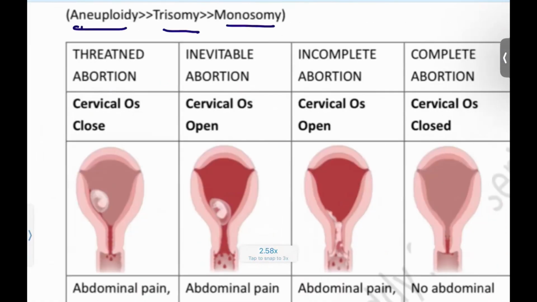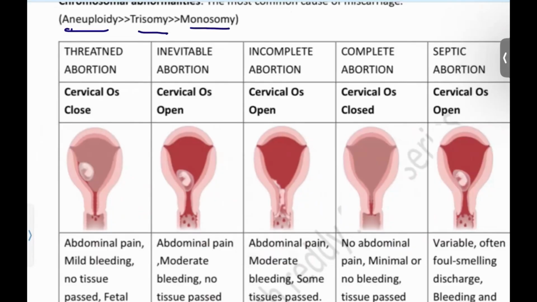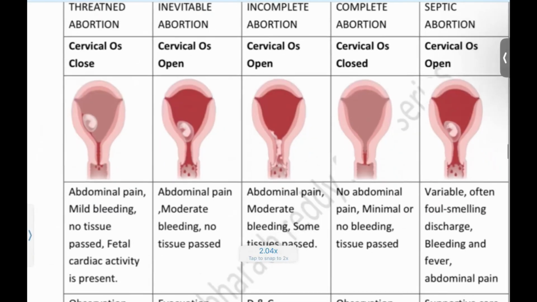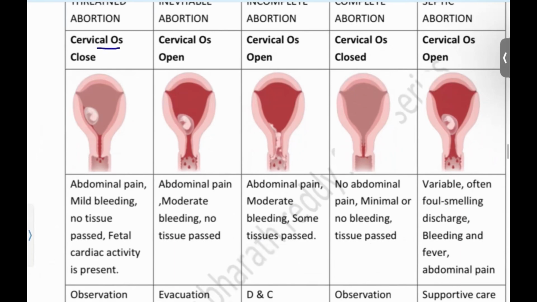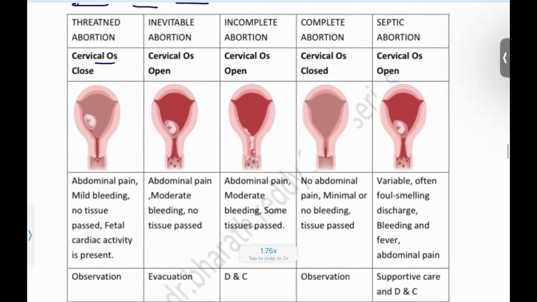Other than this, TORCH infections can be a risk, thyroid endocrinopathies can be, and diabetes mellitus, all of these will carry the risk. Next, see the differences here. Threatened abortion: the cervical os is closed, and this is threatened only. Most likely the patient will have a reversible condition, right? So only observation is needed for this patient because the fetus is intact, only bleeding is happening, and the os is closed.